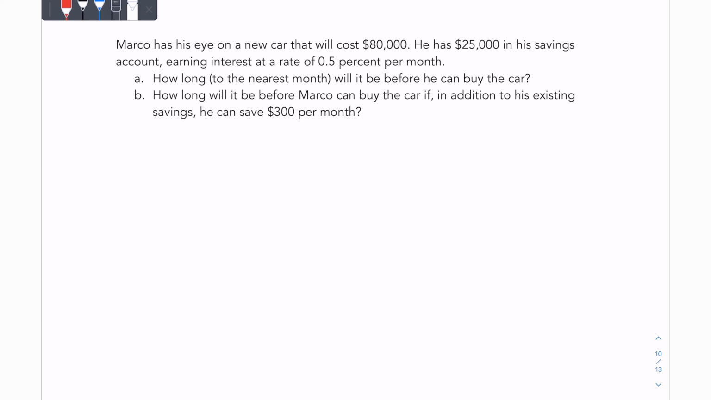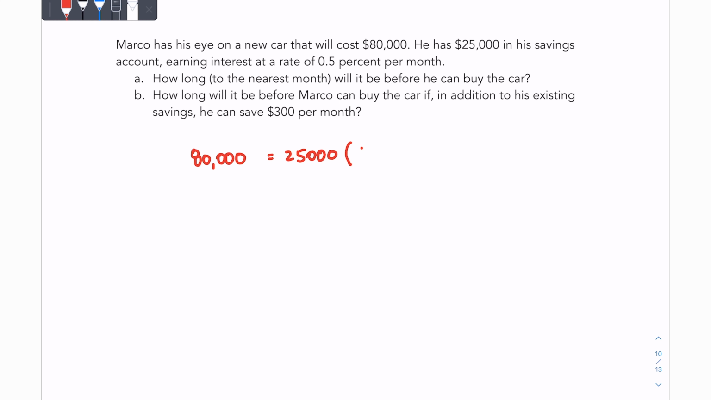Okay, so this is a lump sum question. He's got $25,000 today. He earns 0.5% per month. How long will it take to reach $80,000? So $80,000 is the future value and $25,000 is the present value. So I'm using the basic future value formula.